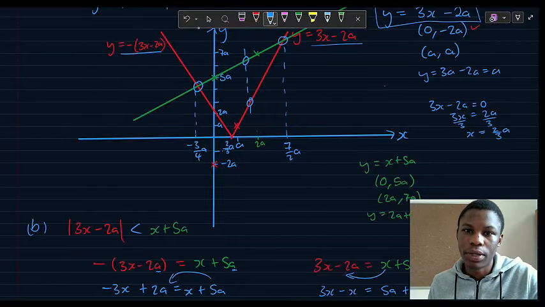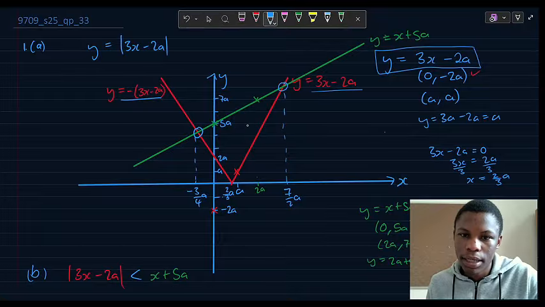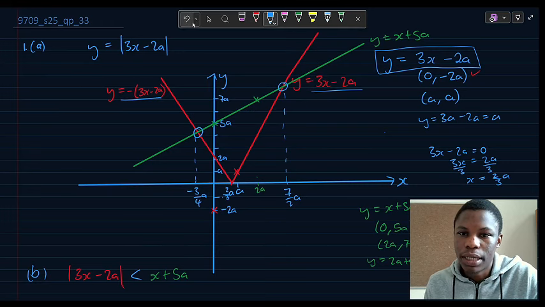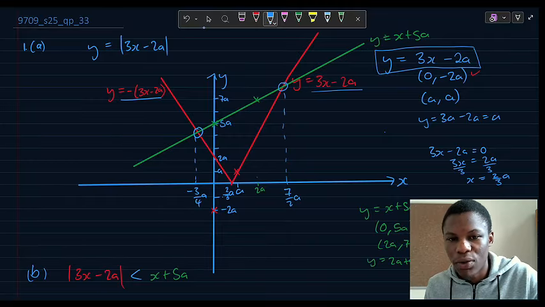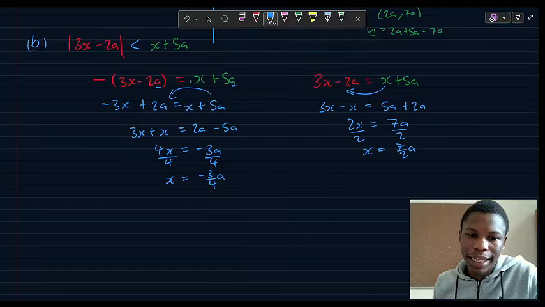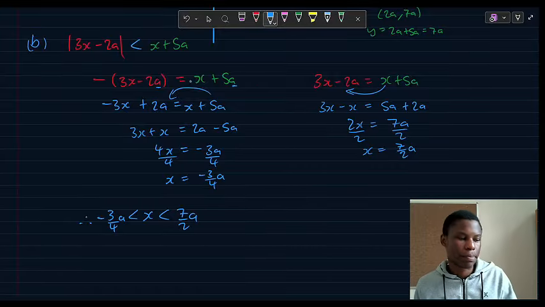So we're interested in that region, and we can just double check by picking a region that's on the other side. So if we're to continue extending this red graph, hope you can see that here the red graph will always be above the green graph, which is not what we're interested in. So clearly the region that we want is between our 2 points of intersection, because that's when our red graph is underneath the green graph. So we can conclude that that's the region between our two points of intersection, so between -3/4 a and 7/2 a, and that will be our final answer.